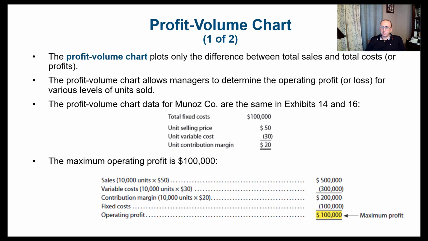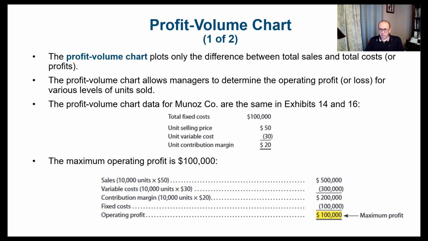So the profit volume chart, that's another chart that we're going to see, but it only focuses on profit. Okay, so it's not like the previous one where we have the sales and the cost. Now we're only focusing on profit. It plots only the difference between total sales and the total cost, or in other words, the profit. The profit volume chart allows managers to determine the operating profit or loss for various levels of units sold.